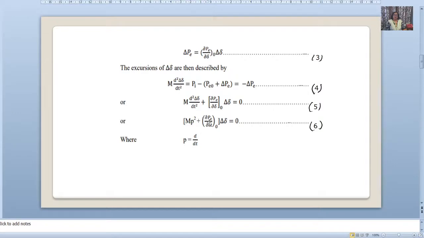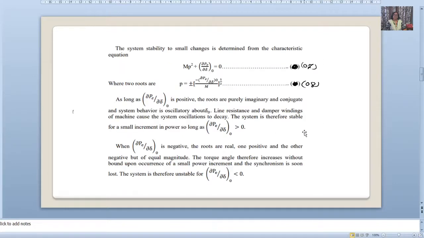Now if we solve this, for d by dt we have put p, so it's p square. Delta del we have taken out from both the terms: here is delta del, here is also delta del. So M p square plus delta P upon delta del is equal to 0 times delta del. This is equation number 6.